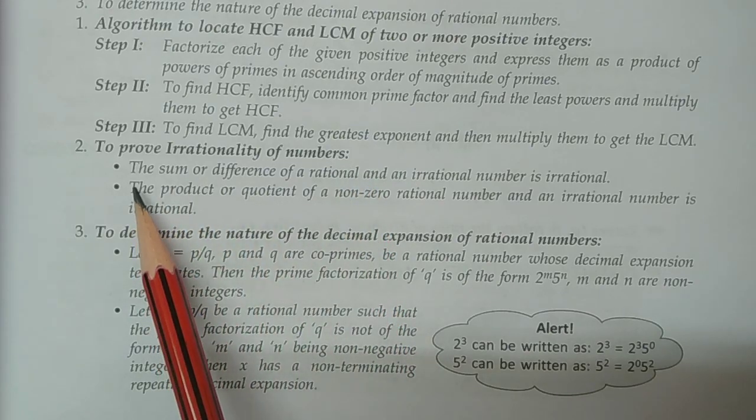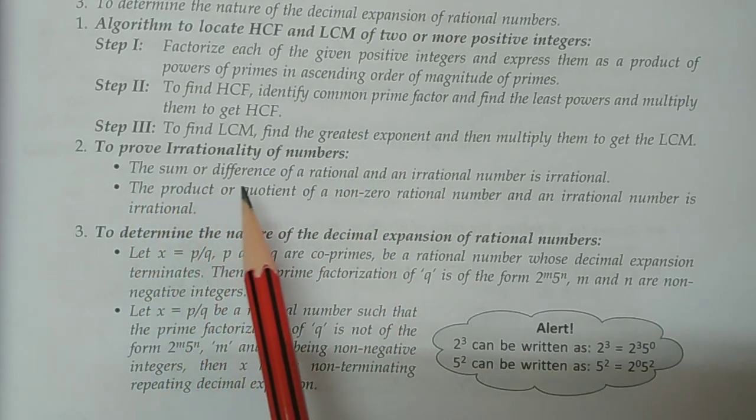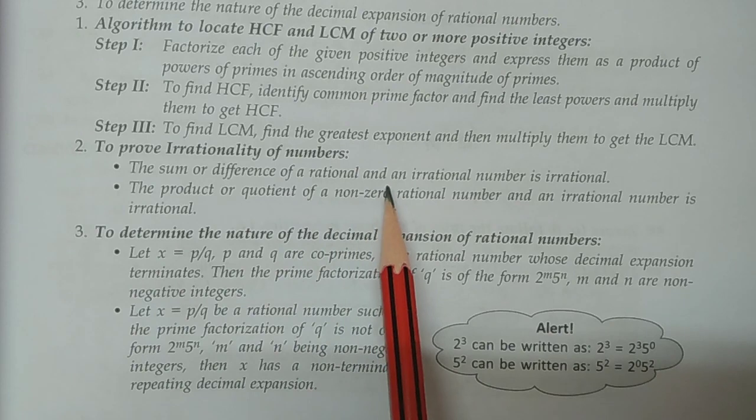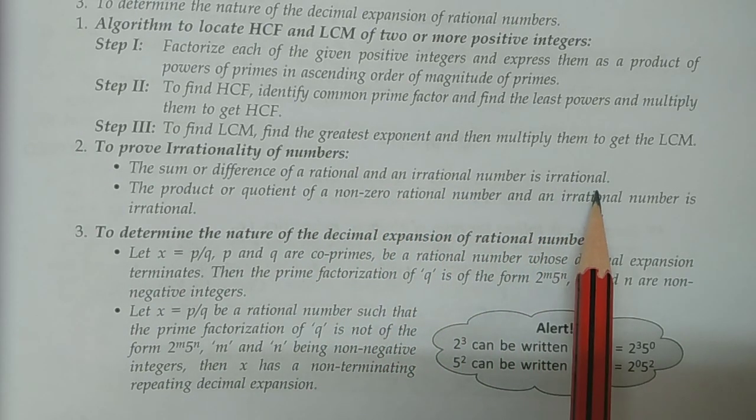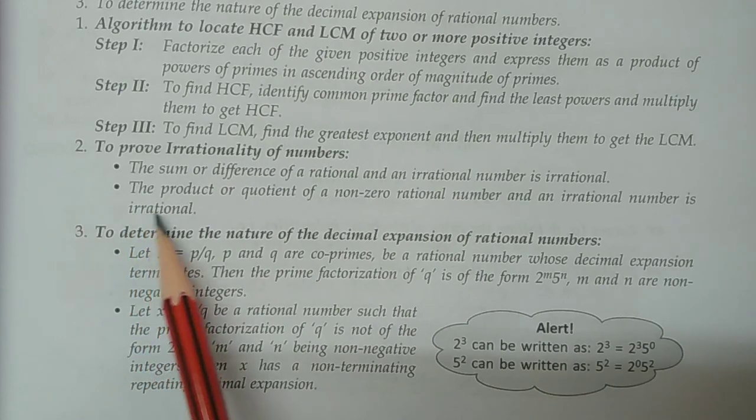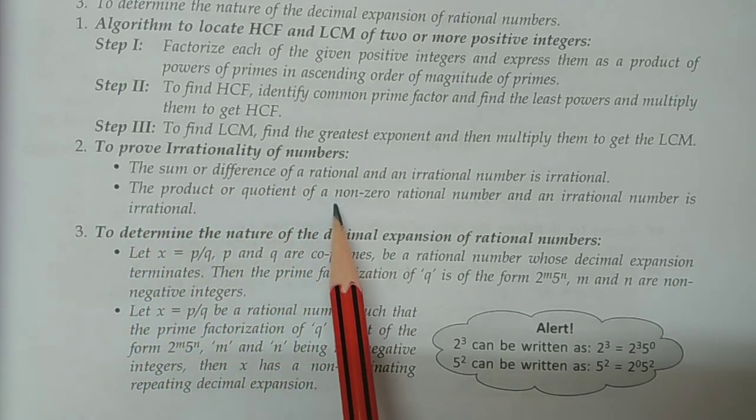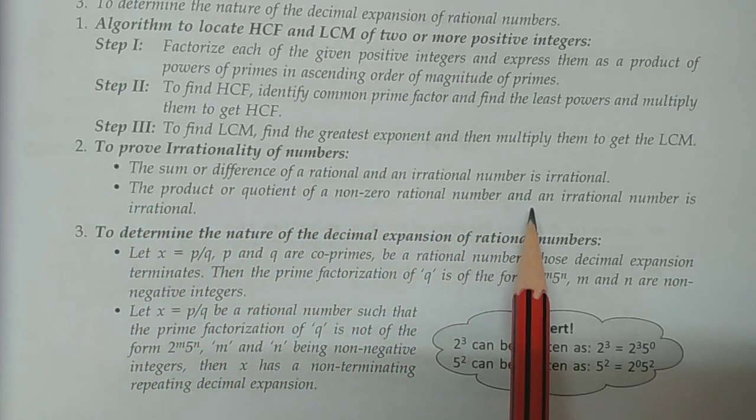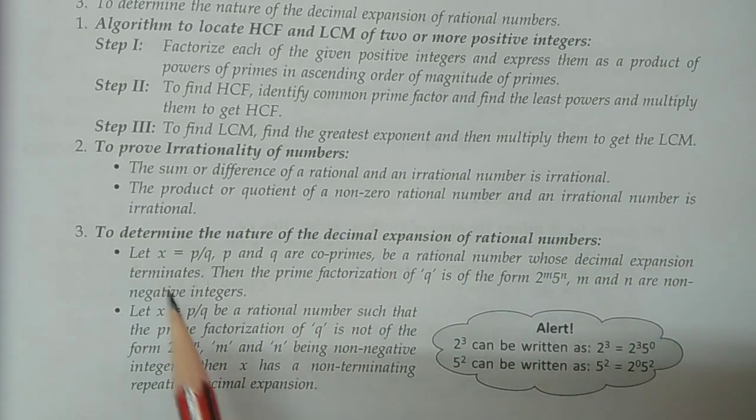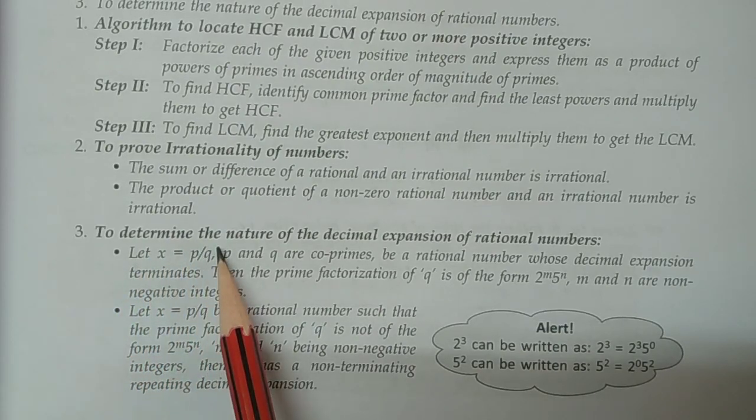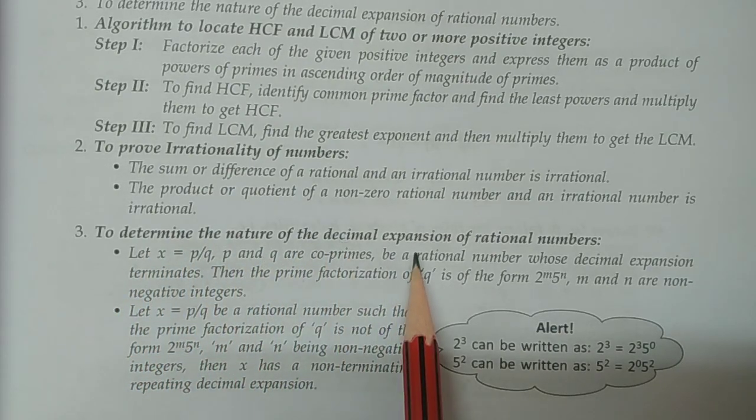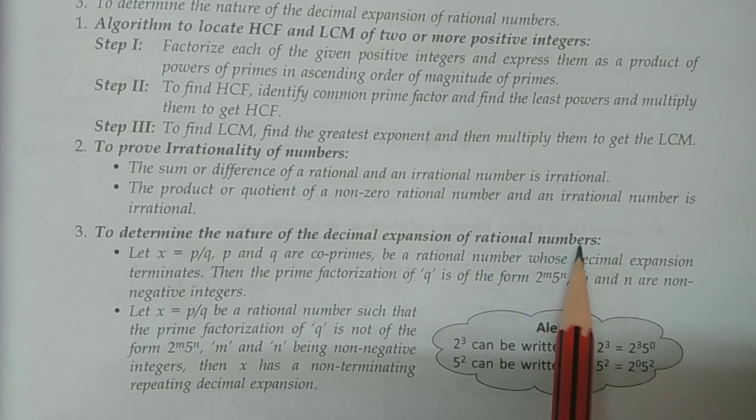Next is point 2, to prove irrationality of numbers. So what we have to do? Point 1, the sum or difference of a rational number and an irrational number is irrational. Getting? Second, the product or the quotient of a non-zero rational number and an irrational number is irrational. Getting?